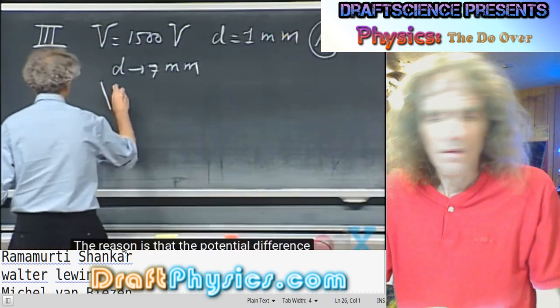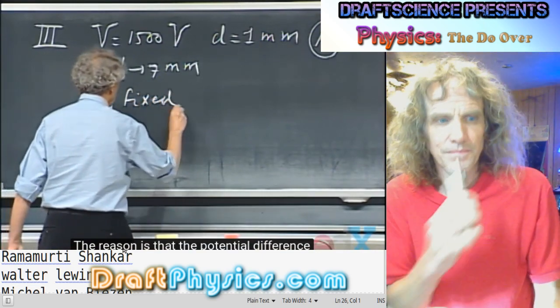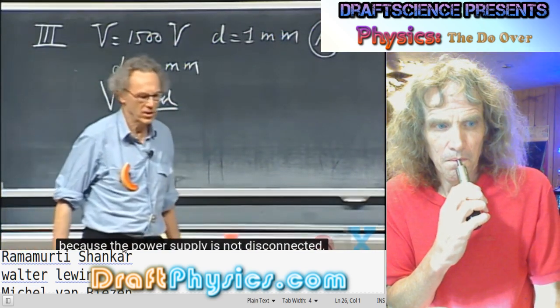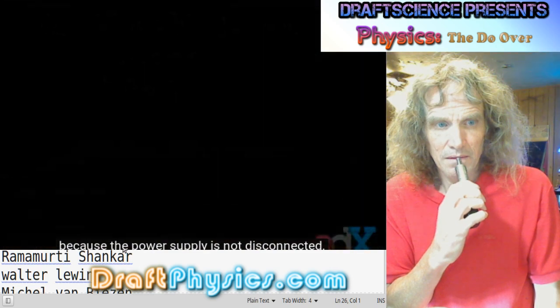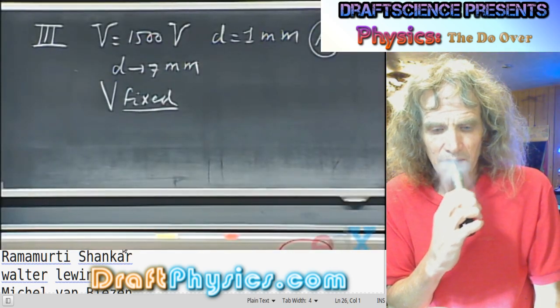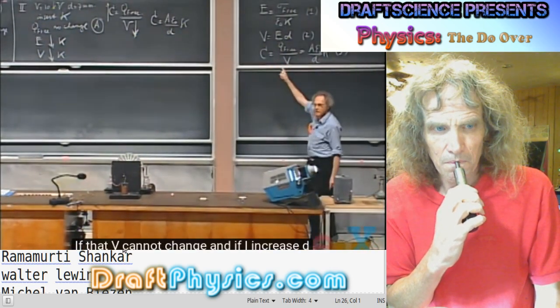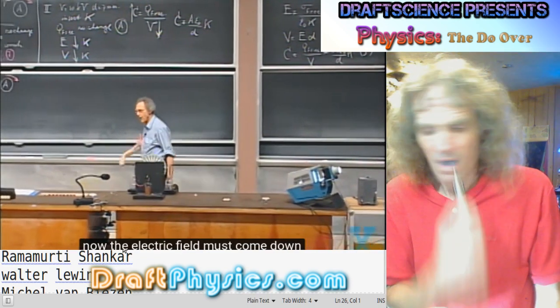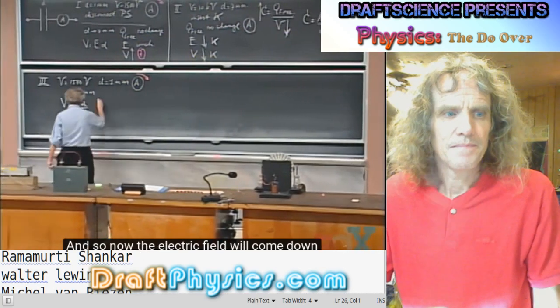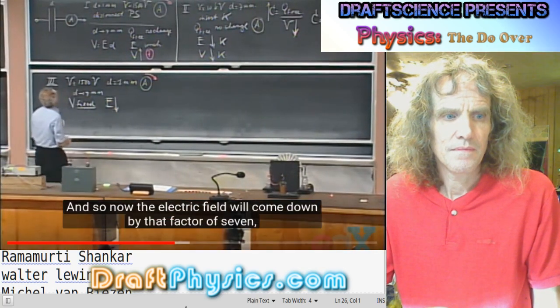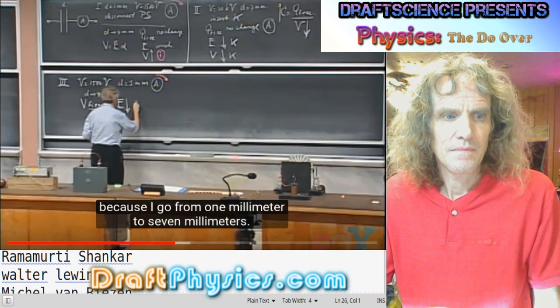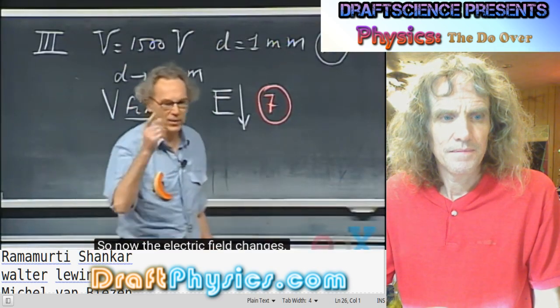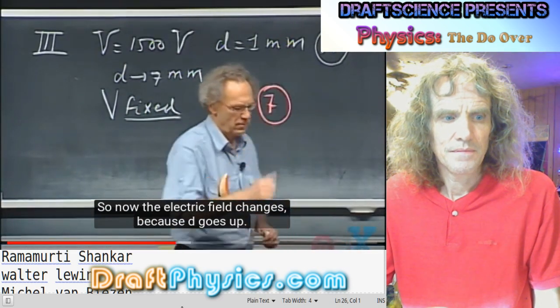The reason is that the potential difference is going to be fixed, because the power supply is not disconnected. The power supply stays in place. Look now at equation number 2. If that V cannot change, and if I increase D by a factor of 7, now the electric field must come down by a factor of 7, because I go from 1 millimeter to 7 millimeters. So now the electric field changes, because D goes up.